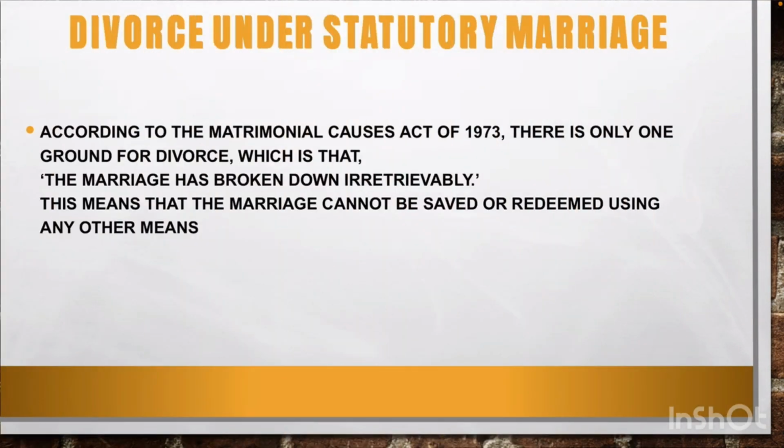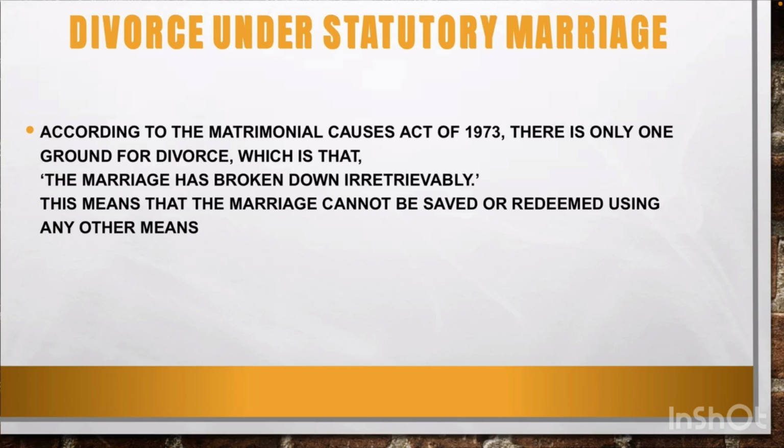Now let us talk about divorce under statutory marriage. According to the Matrimonial Causes Act of 1973, an act that talks about marriages, there is only one ground for divorce under statutory marriage, which is that the marriage has broken down irretrievably. In the exam they may ask you the meaning of this phrase, marriage has broken down irretrievably. What is the meaning of this?